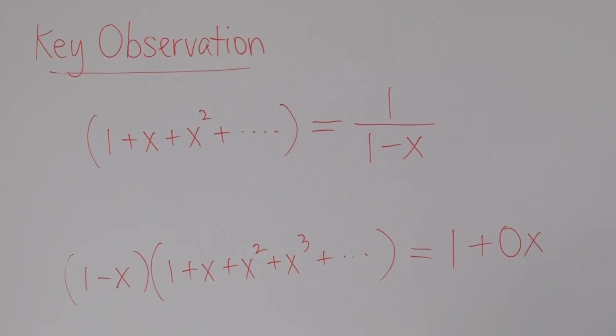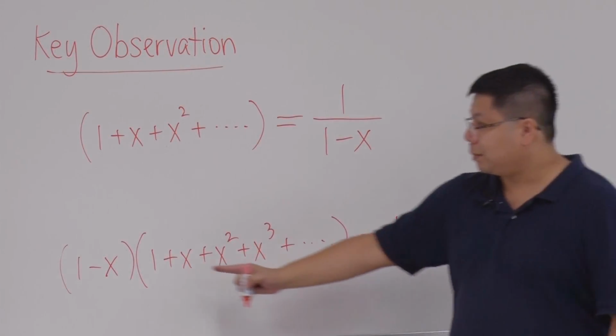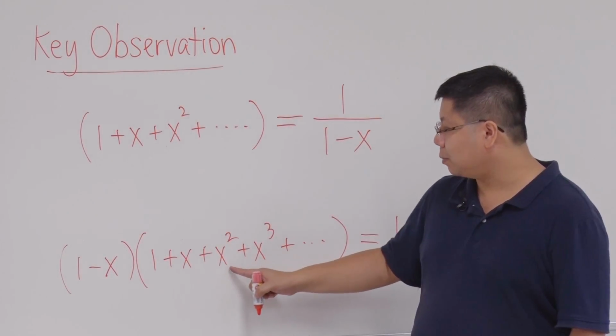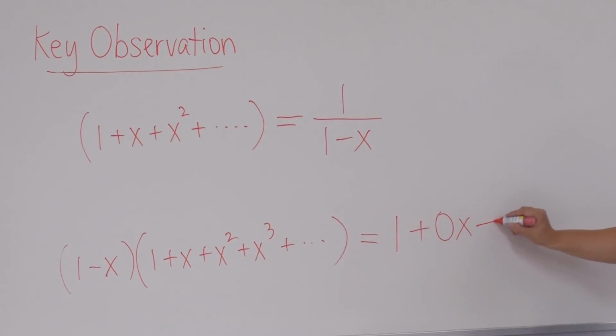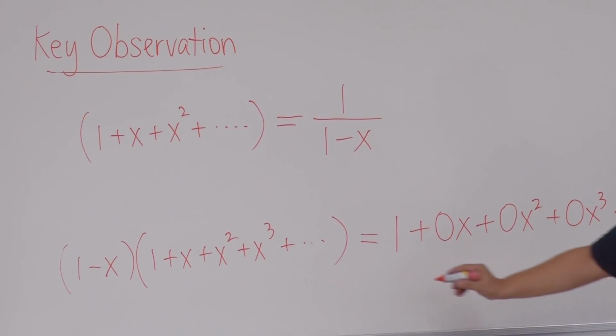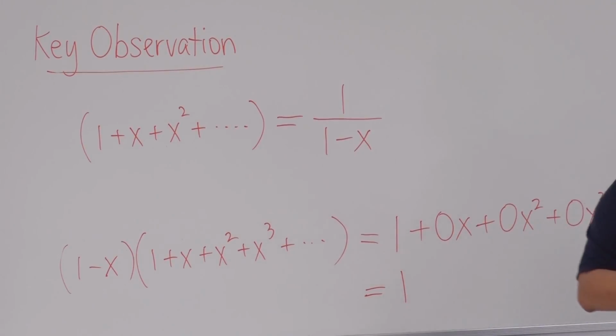Is that okay? How many x squared do we have? So it must be minus x times x, and then this x squared times 1, right? So it cancels out. So you have 0x squared, 0x cubed, and so on and so forth. So this is equal to 1. Is that okay? Does that make sense?